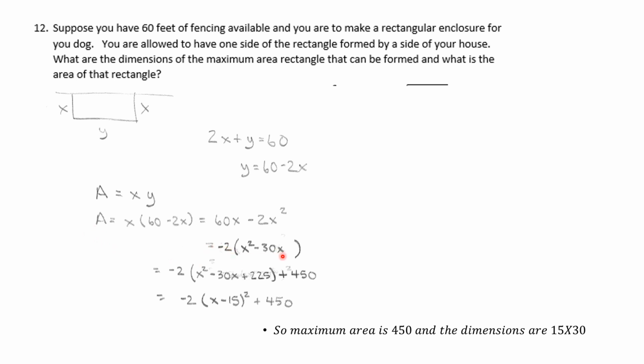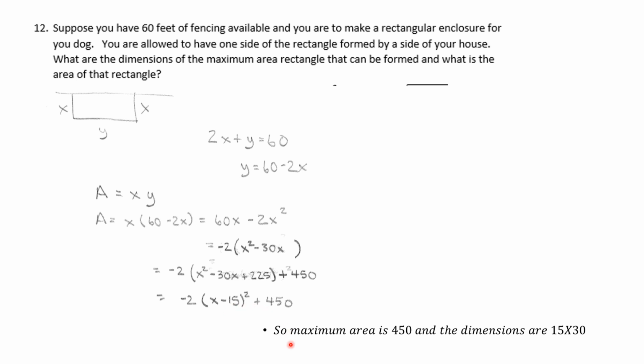And as we did in the problems in the book, we complete the square inside the parentheses. So half of minus 30 is minus 15. If you square minus 15, you get 225. But that means inside we added 225, but when you multiply by the minus 2, you get minus 450. So to keep things balanced, we have to add 450. So now we have a parabola that has a vertex of 15 comma 450.